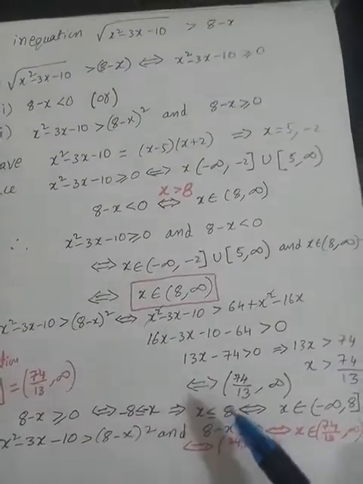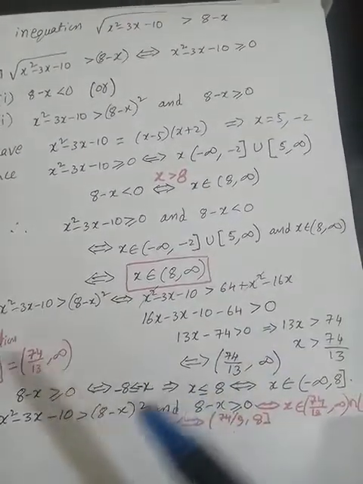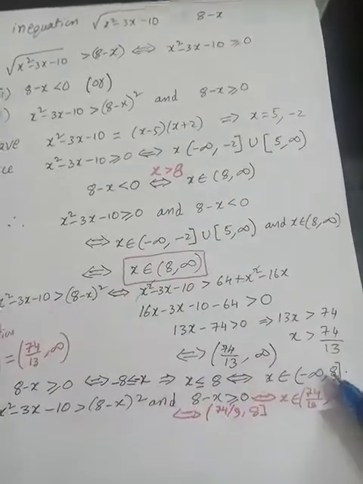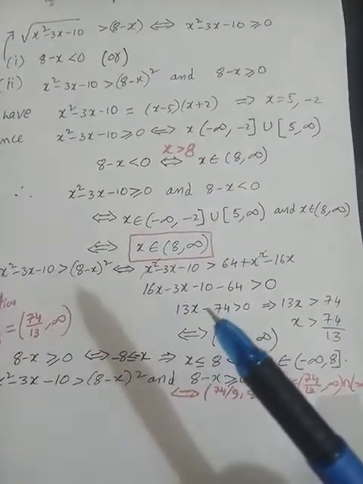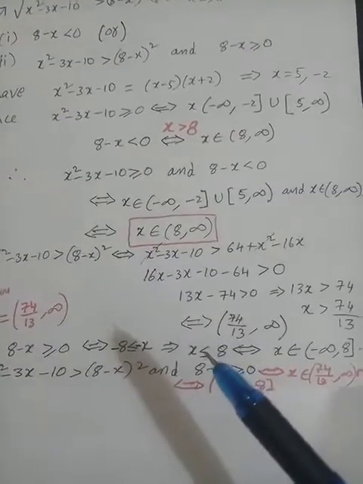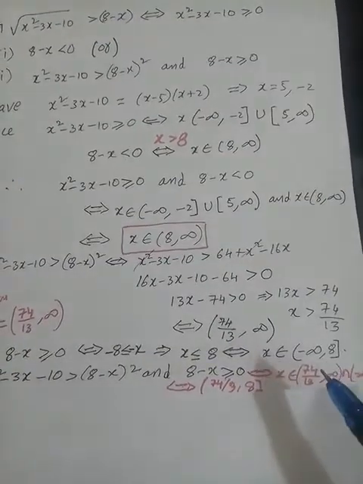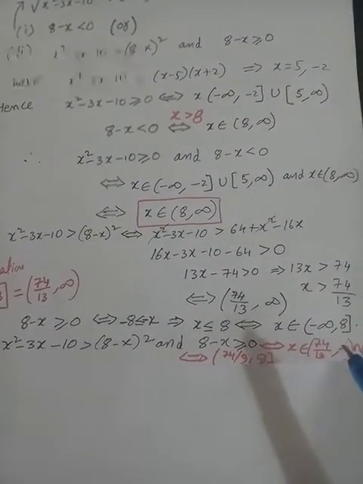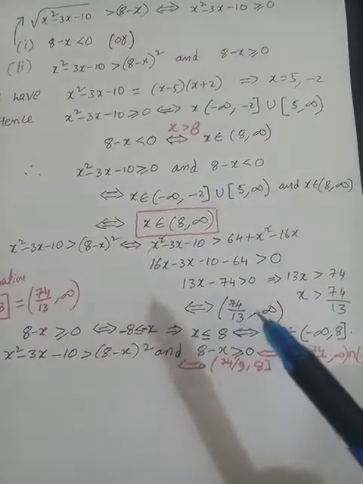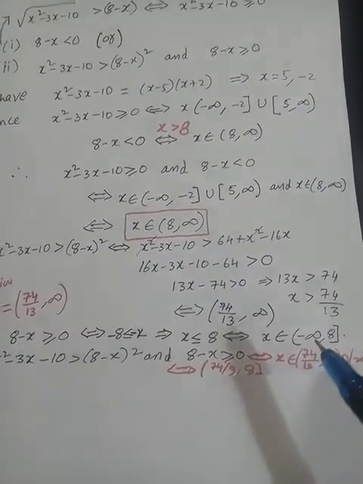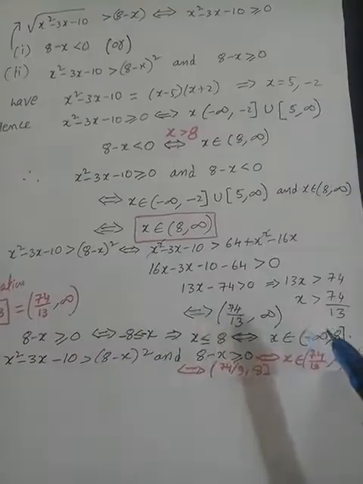X less than or equal to 8 means from 8 backwards, that is 8, 7, 6, 5, 4, 3, 2, 0, minus n up to minus infinity we get. And since it is less than or equal to, as I already told in the above explanation, whenever we get x less than or equal to, you have to take a square bracket. So x belongs to (minus infinity, 8] here. So we got the sets (74 by 13, infinity) and (minus infinity, 8]. So we have to find the intersection of these two.